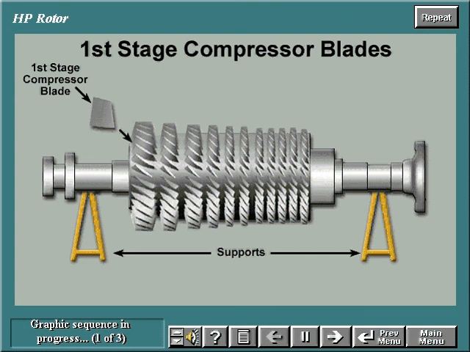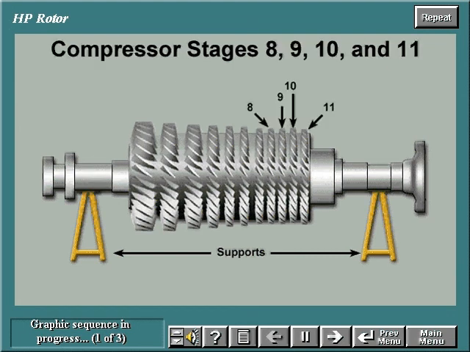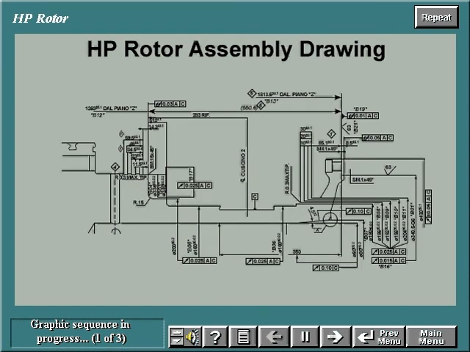The first stage compressor blades are inserted into radial slots in the forward stub shaft and staked in position. Compressor blades for stages 8, 9, 10, and 11 are inserted into radial slots in the aft stub shaft and locked in place. The journals and sealing lands on the compressor rotor are finish machined and inspected according to specifications indicated on the assembly drawings.